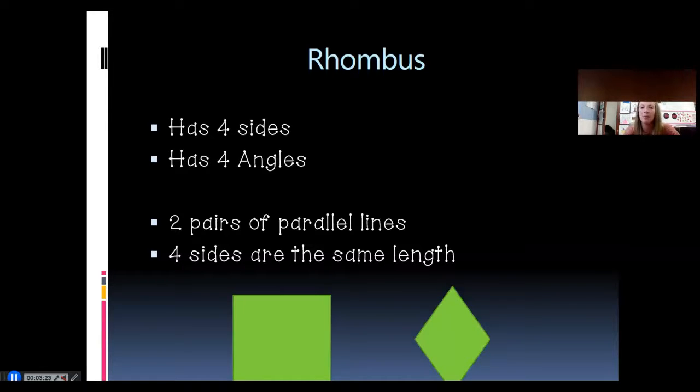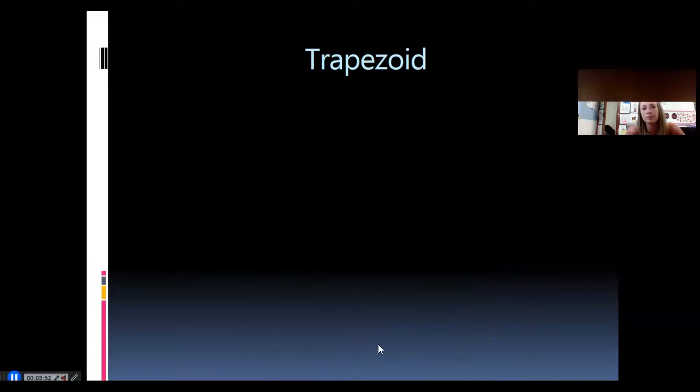A square can be a rhombus. Again, a square can be a rhombus because it has four sides, four angles, and two pairs of parallel sides. So does this. But notice that this is a rhombus and not a square. This has two sets of parallel lines, and the lines are the same. But this is not a square. So a square can be a rhombus, but some rhombuses cannot be squares.